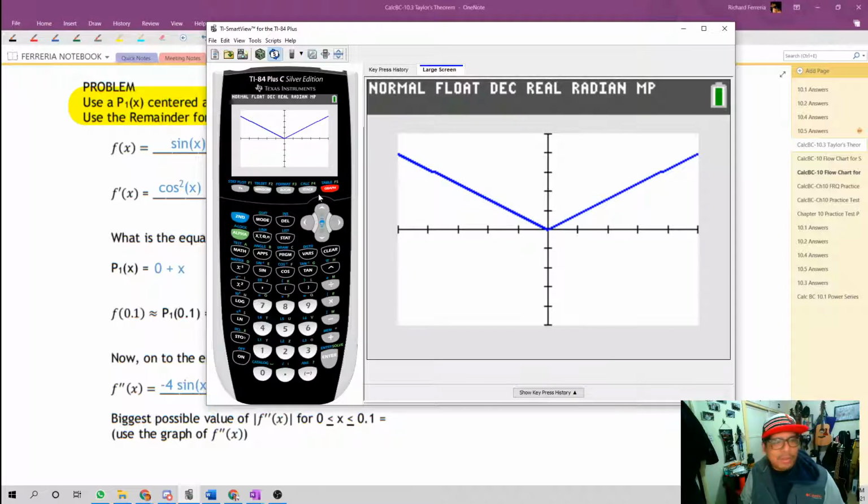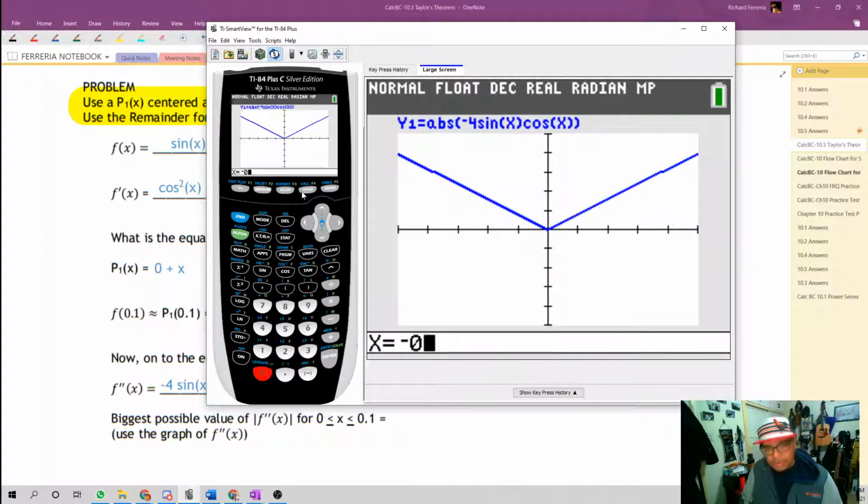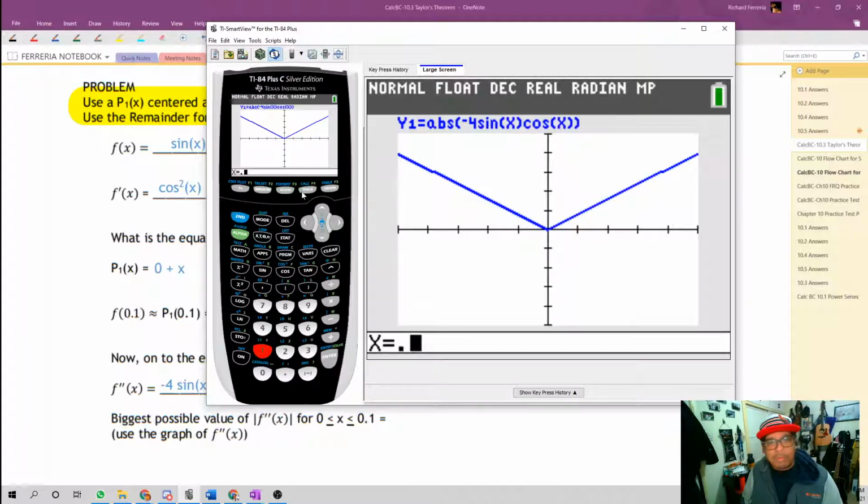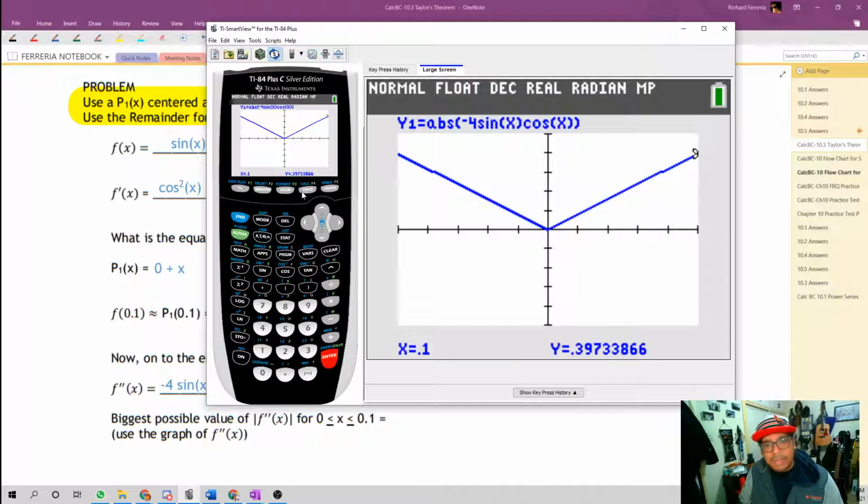So I can see that this graph of the second derivative is greatest either at the far left here or at the far right here. So I'm going to trace, and I'll put negative 0.1. Let's figure out what that is. That is 0.397 for the absolute value of the second derivative. And then let's also check at positive 0.1. Same thing, 0.397. So this is symmetric. The biggest value of that second derivative is 0.397.